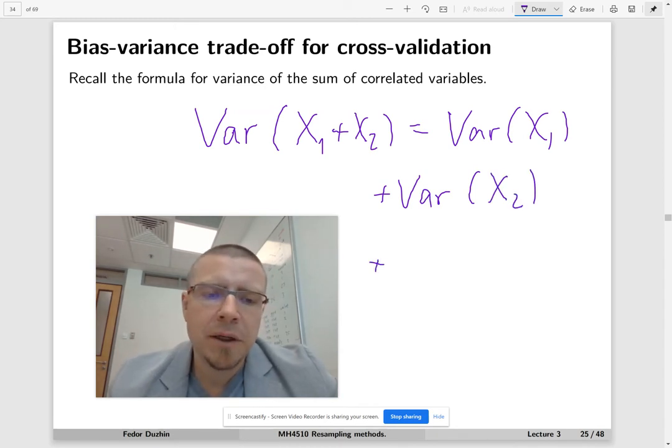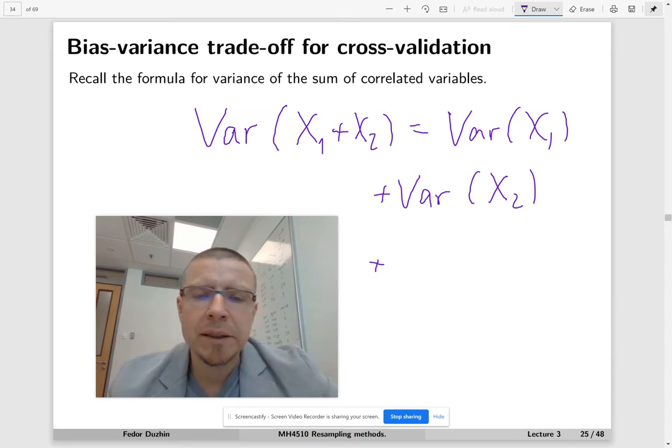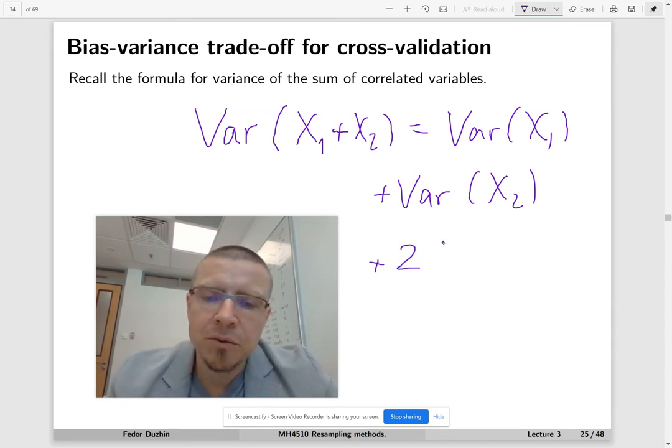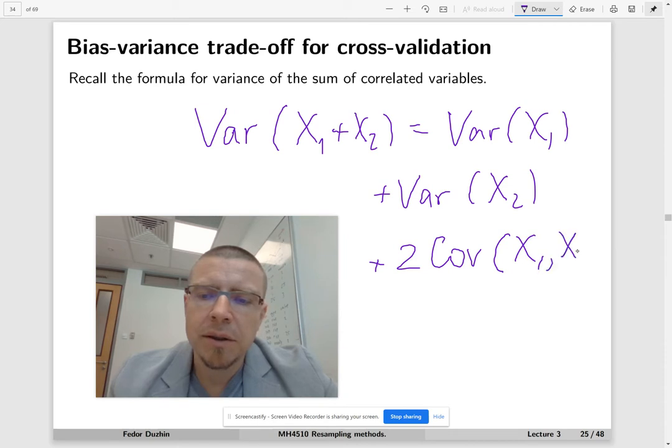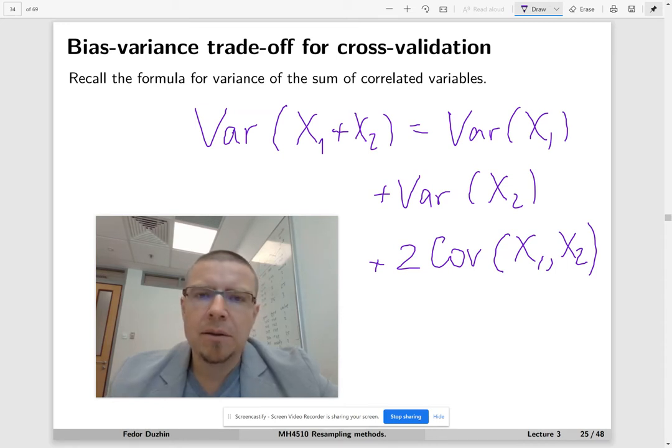So if these two variables are uncorrelated, then that's it. Stop here. But if x1 and x2 are correlated, then there is the third term, 2 times covariance of x1 and x2. So what it tells us is that the variance of the sum of correlated variables has high variance if there is a high correlation between two variables.